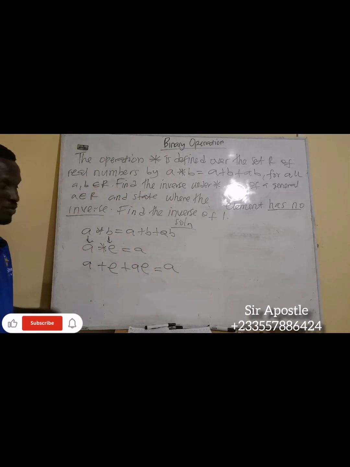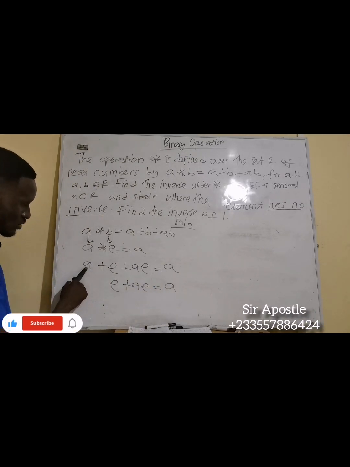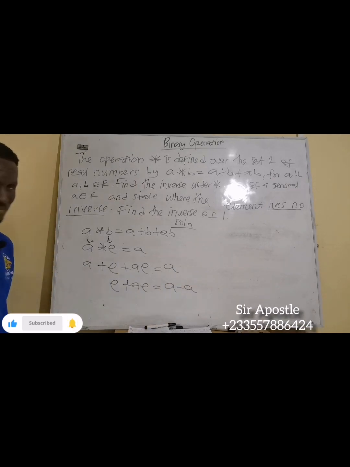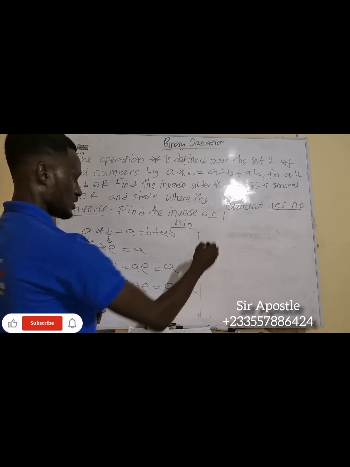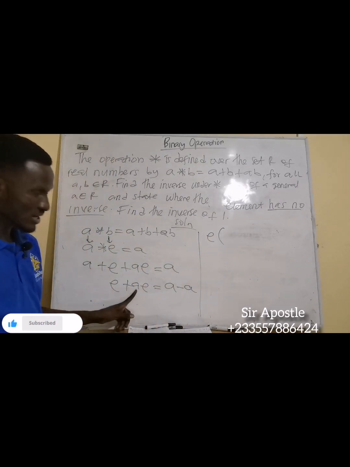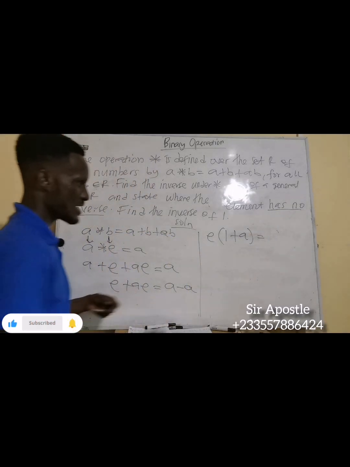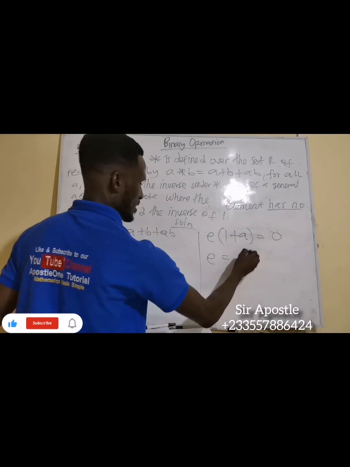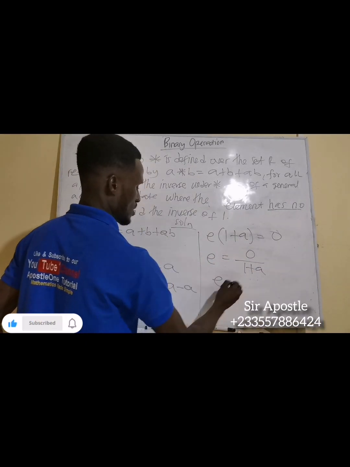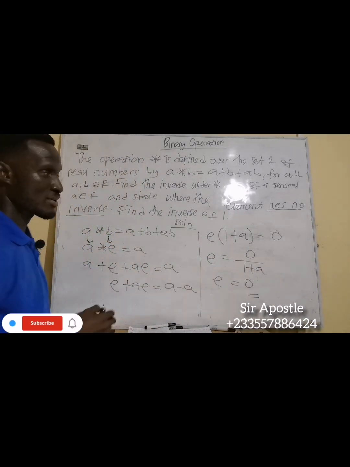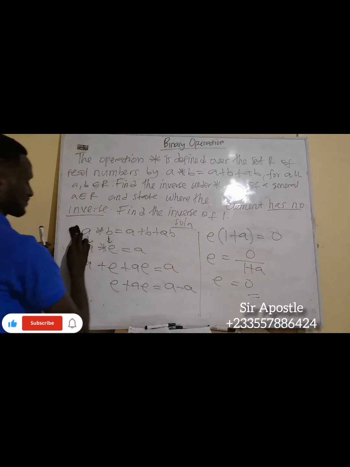At this point, what you have to solve for is E. So I have E + AE = A. This one will cross the equal sign, so minus A. Now we have to factorize E out. So E will come out, and here we'll have 1 + A, which gives A minus A, which is 0. So what will be E? We divide both sides by 1 + A. So E will give us 0. So this is our identity element. We are looking for the inverse, and before the inverse, we're supposed to find the identity element.